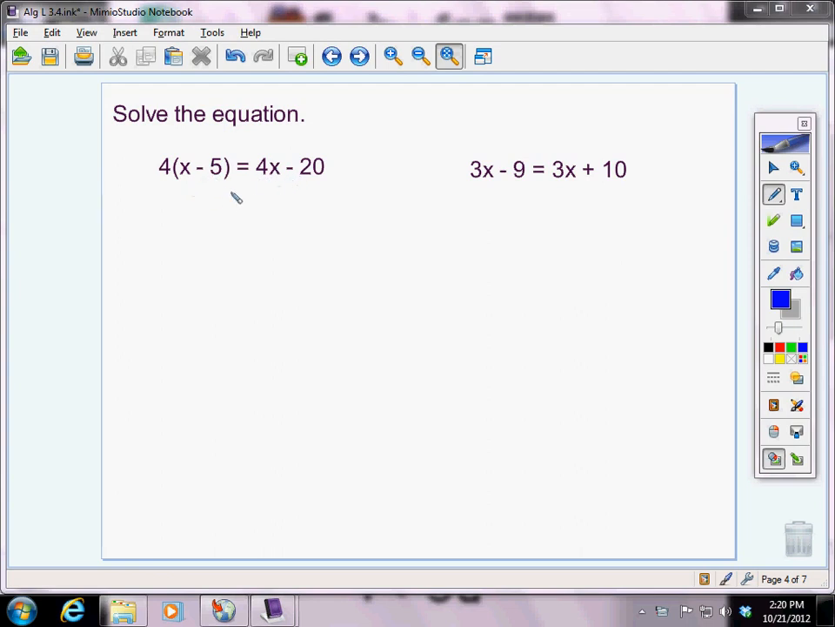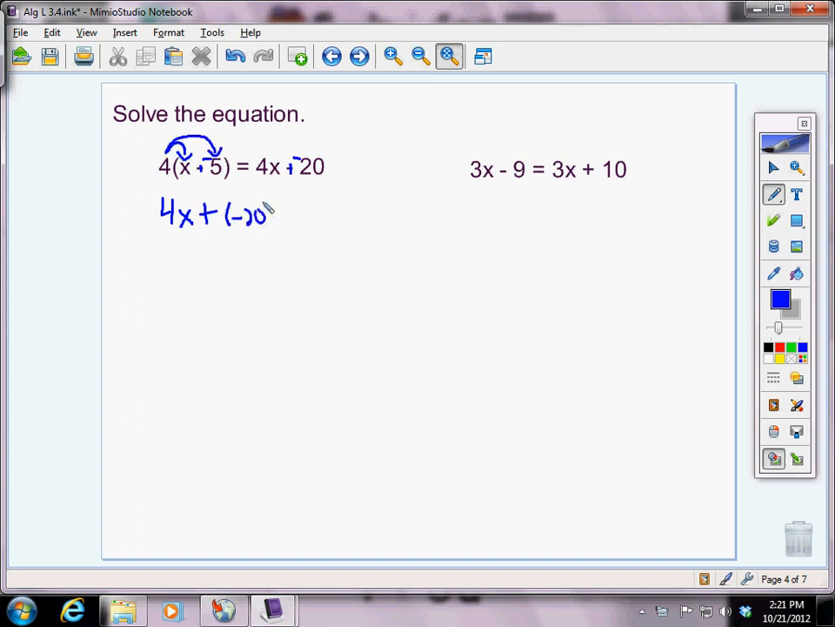Again, it's not a bad idea, if we're going to simplify each side, to go keep, change, change, and change our subtraction into addition. You don't have to do that for this problem, but like I said, it's not a bad idea. Then we apply our distributive property, because when we're simplifying each side, we don't want to have parentheses. So we're going to distribute the 4 to the x, and that becomes a 4x, plus 4 times the negative 5 is going to be a negative 20.